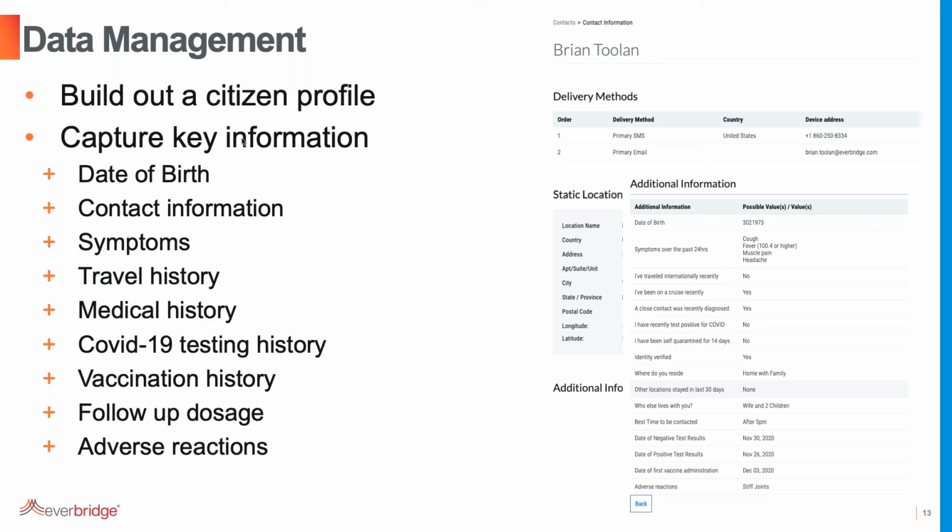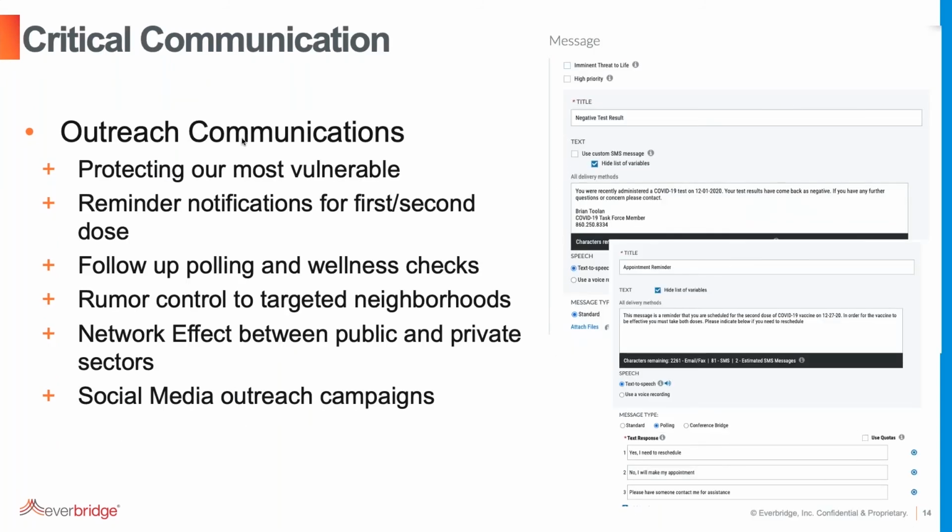Going through again, testing history, vaccine history, follow-up dosage, and vaccine adverse reactions. Then we're going to really get into our critical communication workflow. Outreach is going to be vital. So protecting our most vulnerable, reminder notifications for first and second dose, follow-up polling and wellness checks, rumor control to targeted neighborhoods, network effect between public and private sectors, and then that social media outreach campaign as well.